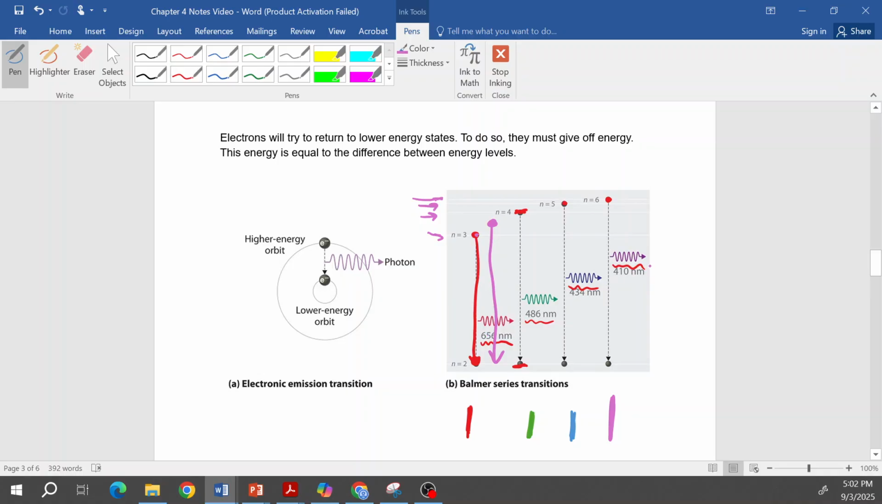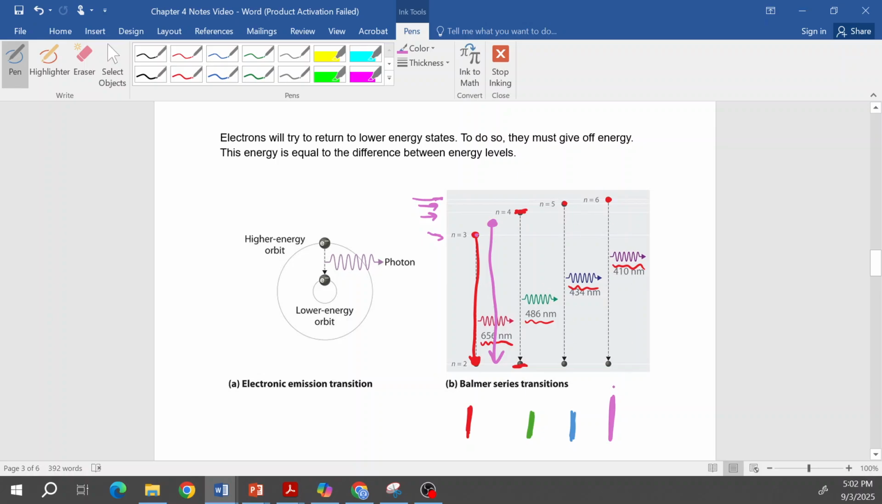So if I excite a hydrogen atom by, say, running electricity through it, I should see the color released by hydrogen break up into these very specific colors, because these are where the electrons are jumping from to give off those colors.